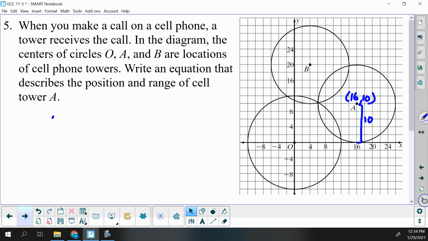So we've got our center and our radius. So we'll have the opposite signs in our parentheses. So x minus 16 squared plus y minus 10 squared. And then our radius squared, we'll have to do 10 squared, which is just 100. And that's an equation that represents the range that tower A will pick up any cell phone signals.